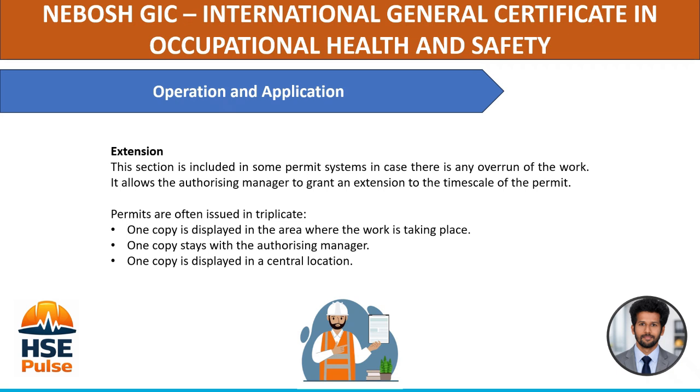Usually permits will be issued in triplicate, just 3 copies. One copy will be held by whoever has issued the permit. One copy will be held by the person who has received the permit, and another copy of the permit will be displayed at the work location. Any amendment made to the permit will make that permit totally invalid.